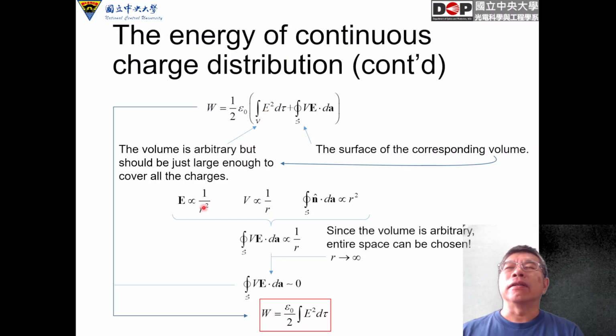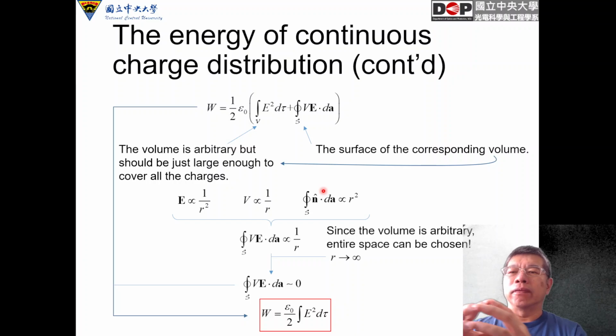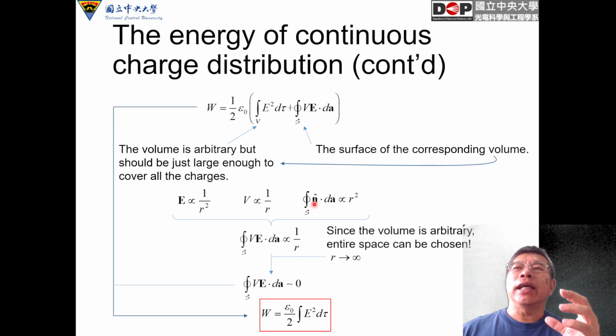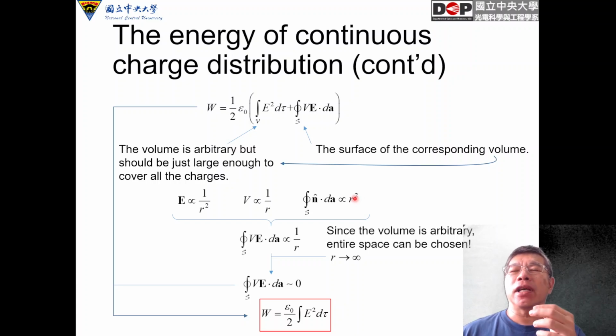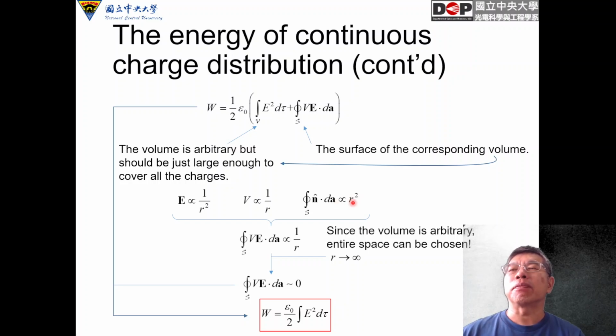Okay, so now let's take a look at it. The electric field is proportional to 1 over distance squared, and the potential is proportional to 1 over distance. And the area we are trying to integrate, since we are trying to get rid of this term, is the area of the exterior of the volume. So this is proportional to r squared, because the surface area, assuming it's just a sphere, is 4 pi r squared. So it's proportional to r squared.